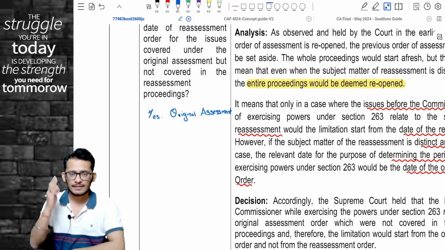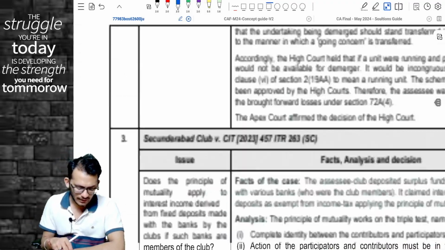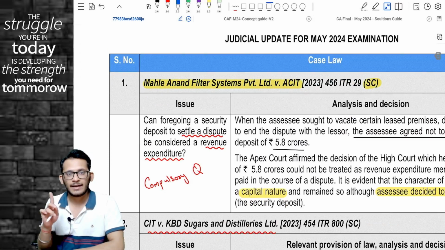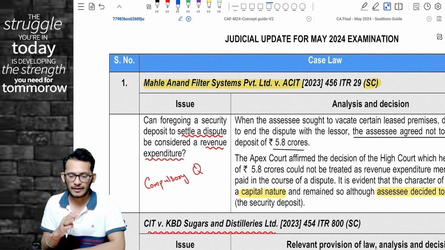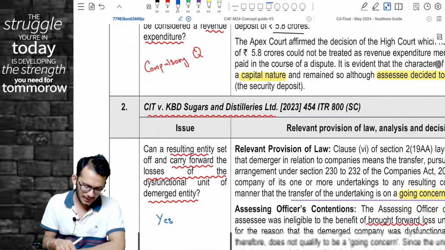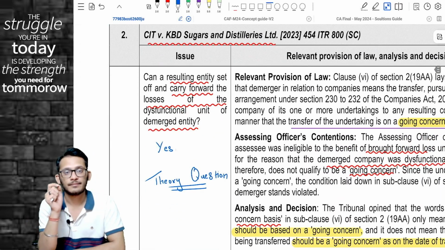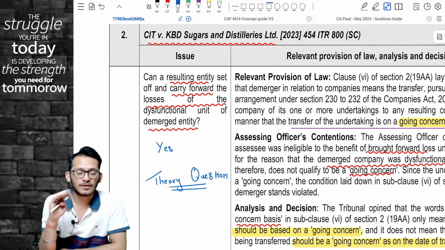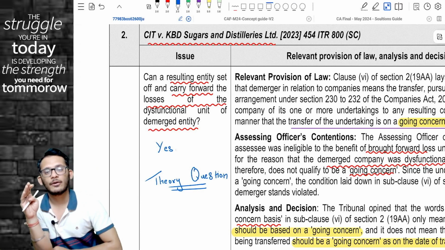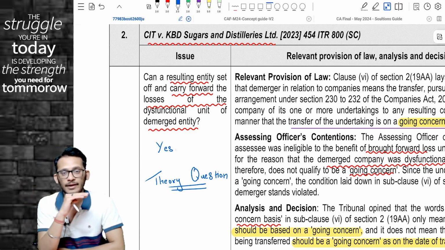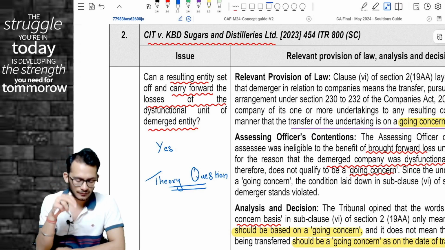Yes. Summarizing all the 5 case laws quickly. Case law number 1 spoke about the fact that if you forego your security deposit, it would be treated as a capital expenditure and not a revenue expenditure, therefore will not be eligible for deduction under PGBP. Case law number 2, if at all there is a dysfunctional unit which you are going to demerge, then in that case the losses of the dysfunctional unit can still be carried forward and set off by the demerged entity, because the transfer should happen as a going concern and not the undertaking itself.